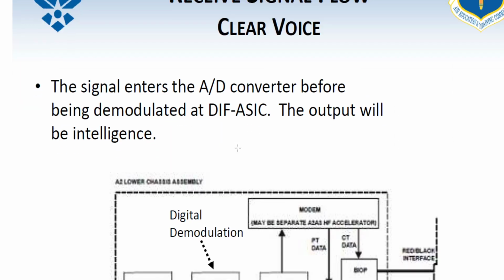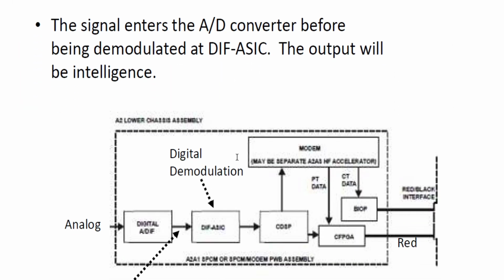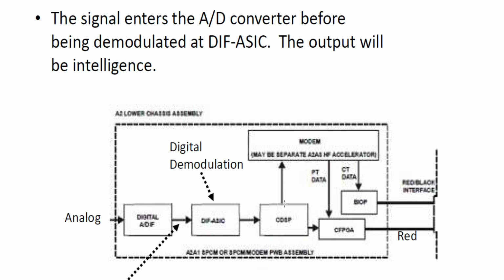Let's see. Moving on here. Am I moving too fast for you? Okay. So the signal enters the A/D converter before being modulated at the DIF ASIC. The output would be intelligence. And the intelligence is what? What do you guys know about intelligence?